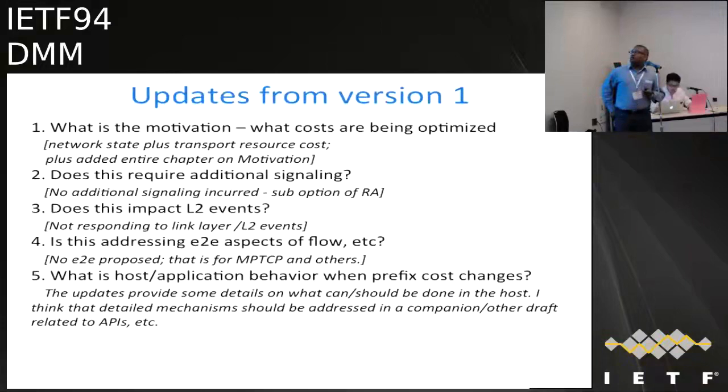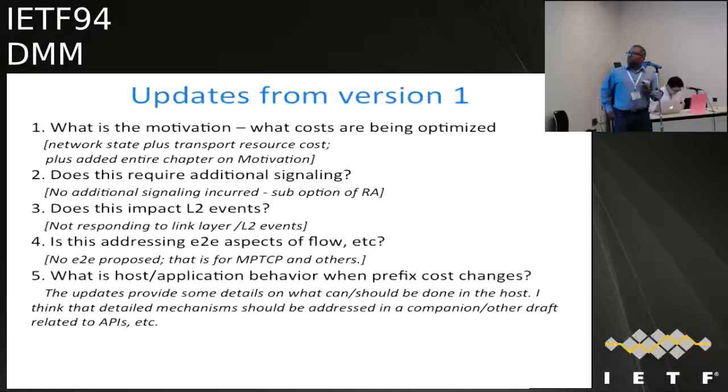And also what costs are being optimized. That's being addressed in sections 1 and 3. I think we've added some text there. Another question was whether it required additional signaling, and I think we can clarify that there's no additional signaling. It's part of the RA options.